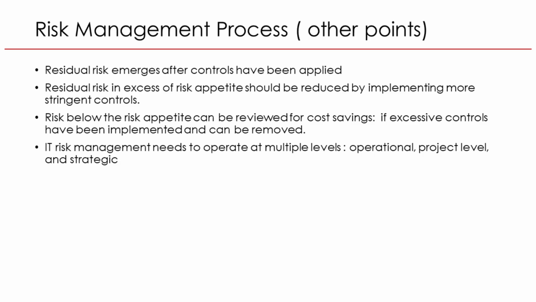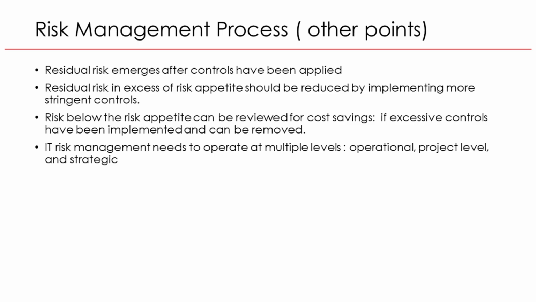Effective IT risk management operates at 3 levels. Operational level: managing daily IT risks like access control, data backups, or patch management. Project level: addressing risks specific to IT projects such as software development or system upgrades. Strategic level: aligning IT risk management with the organization's long-term goals and business strategy.